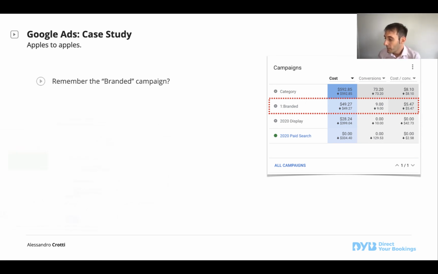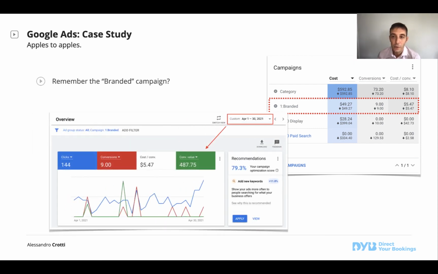Now, we will need to see actually the conversion value. So what exactly generated? Because we see from the screenshot on the right, the branded campaign in April spent $49 across the full month, all right? One full month, 30 days, $49 spent. And as you can see from this other screenshot, April 1st to April 30, 2021, the conversion value, meaning reservations, is $487. We are still comparing this amount of revenue with more than $203,000 generated back in November 2020.